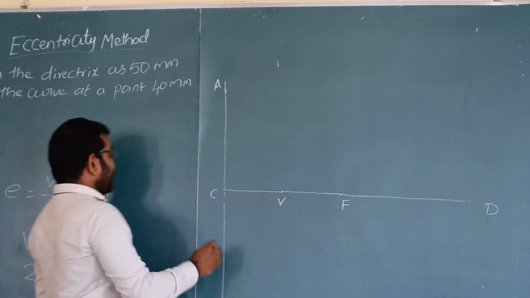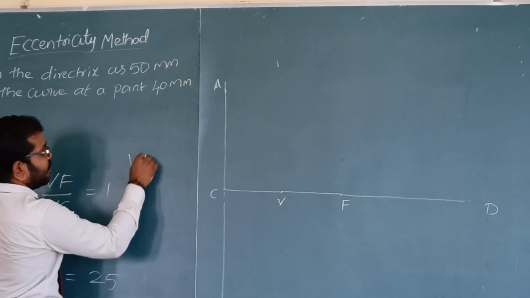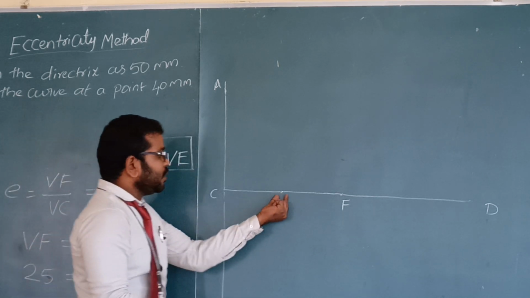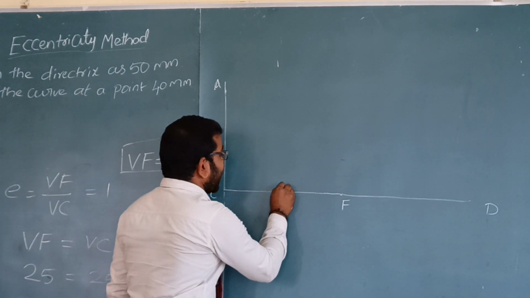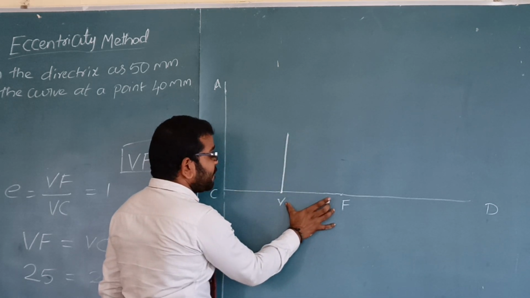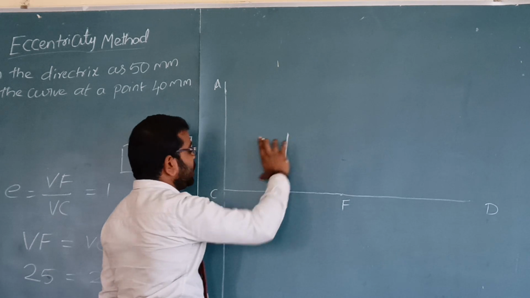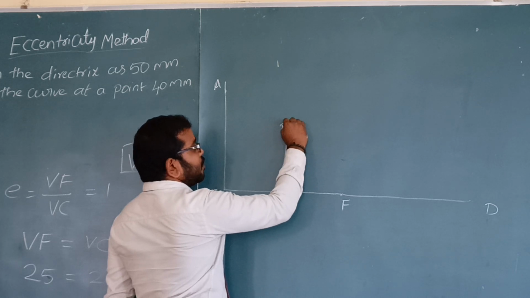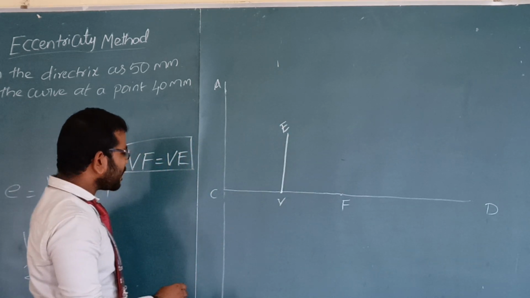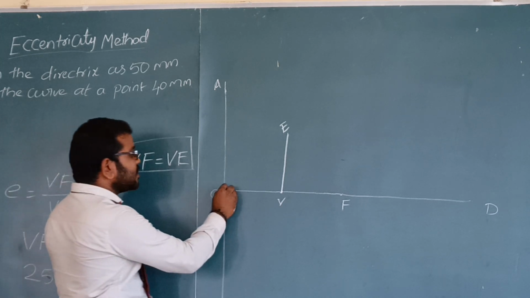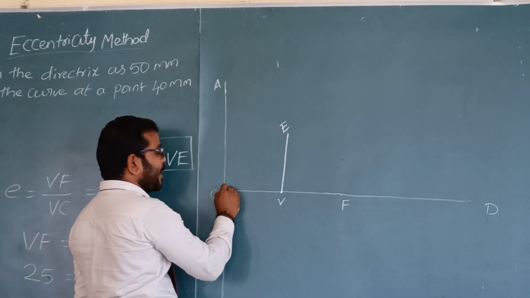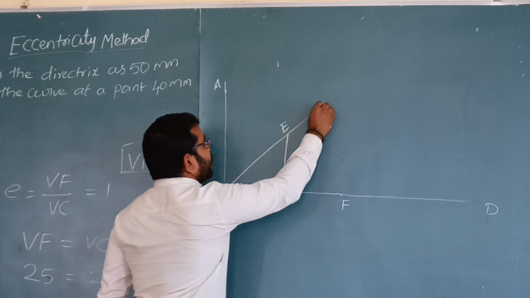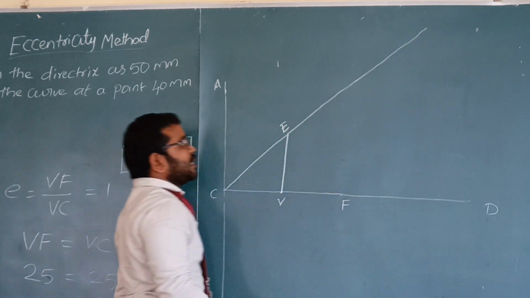And the next step is VF is equal to VE. So at the point V you can draw a perpendicular line. Okay, next, VF is equal to VE; with the same distance we can draw the perpendicular. And then the next step is we can join C to E. You can join the point C to E and then extend it up to some distance.